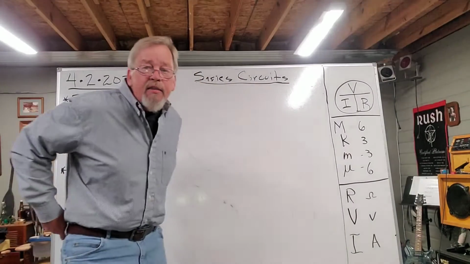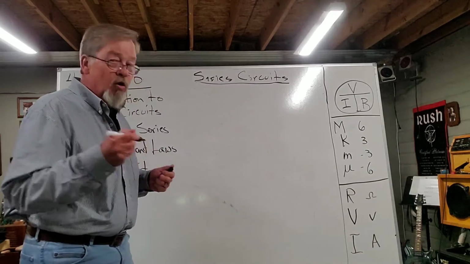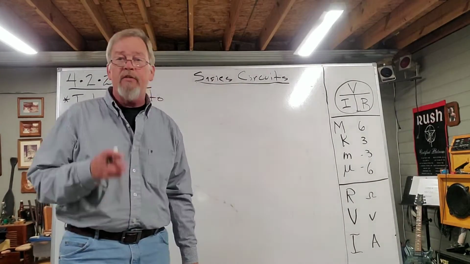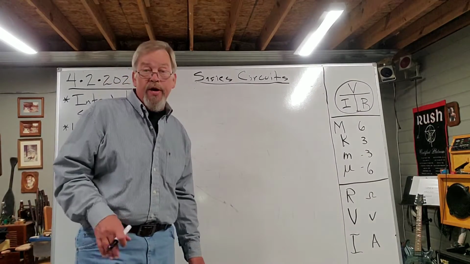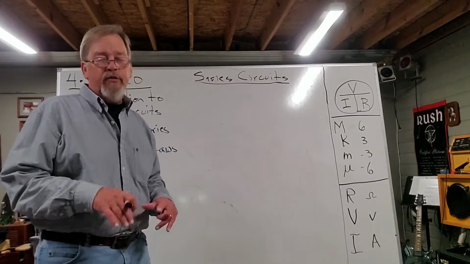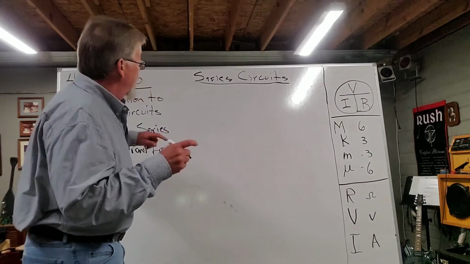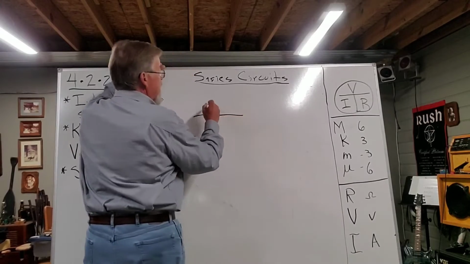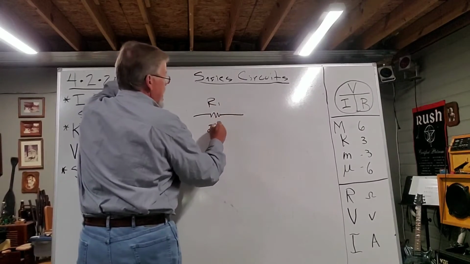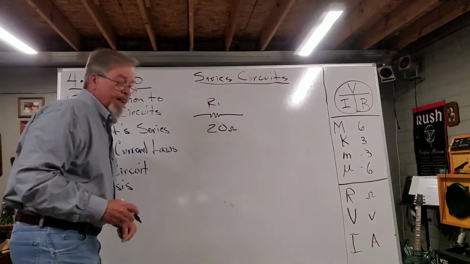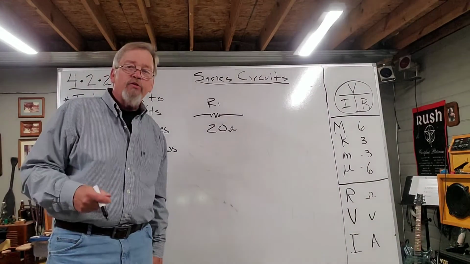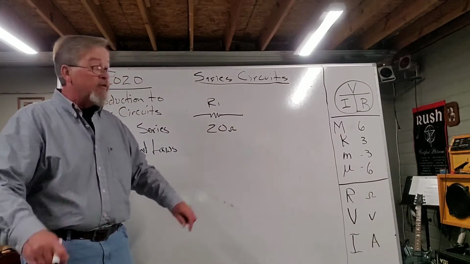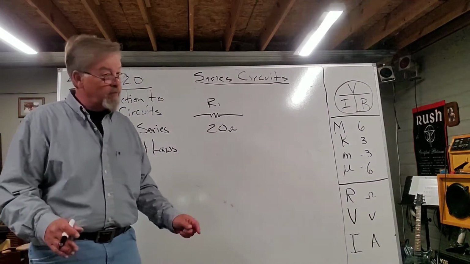All right, this is the last little tidbit for this one. So we need to cover resistance. Current's the same everywhere. Voltage divides. But what about resistance? Well, we have to know how to find the total resistance. So if I have a resistor right here, and that's R1, and that's 20 ohms, ask yourself, how much resistance do I have in that circuit? 20 ohms. That's good.